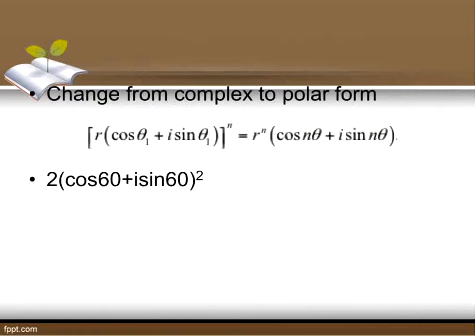So let's jump in and let's try one together here. My question says, change from complex to polar form. So here's my example problem. Let me give you just a minute to get that on your paper.